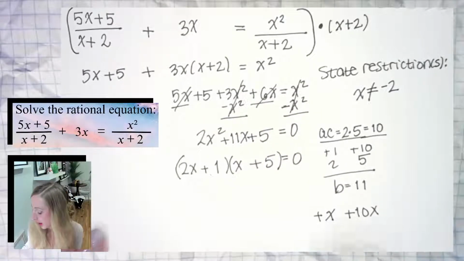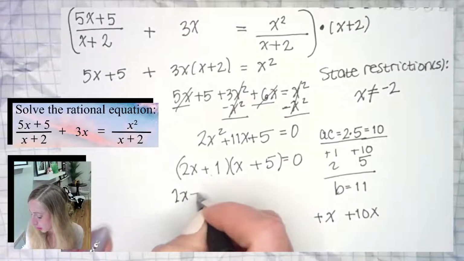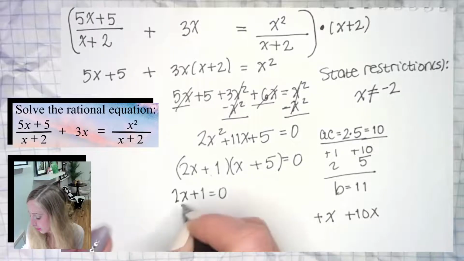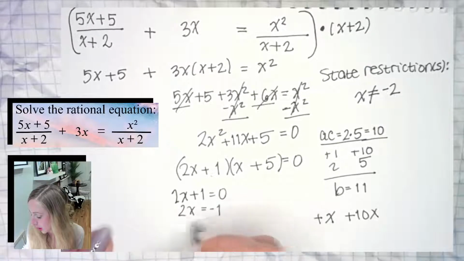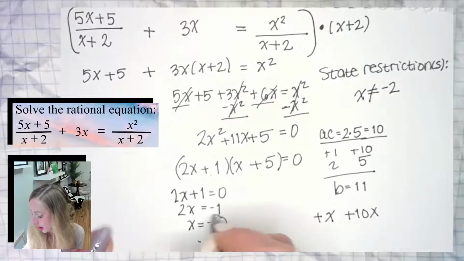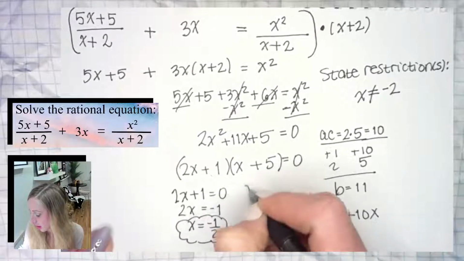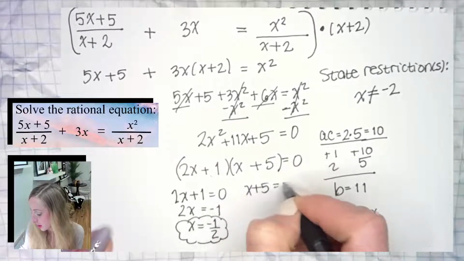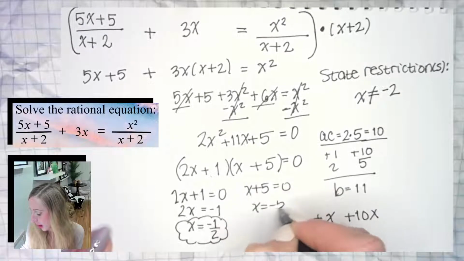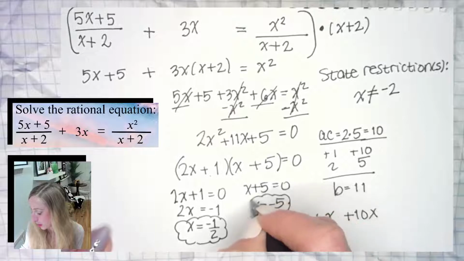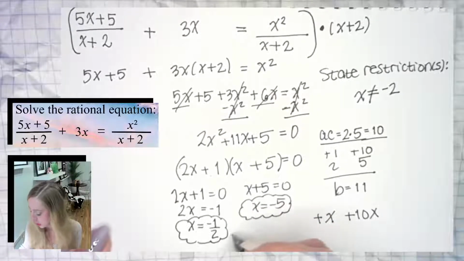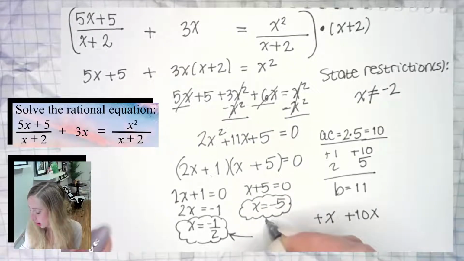Now, zero product property: 2x plus 1 is 0. 2x equals -1, so x is equal to -1/2 so far. Haven't hit any of my restricted values, lovely. x plus 5 is 0, so x equals -5, which also is not one of my restricted values. So these two are good to go.